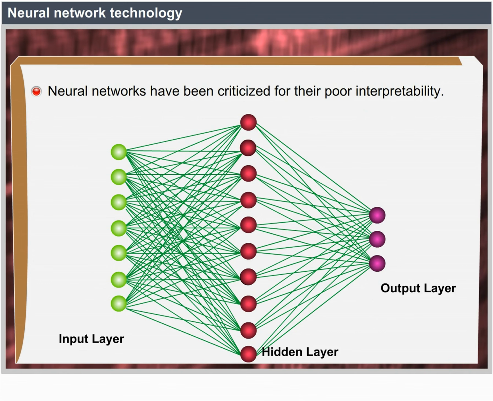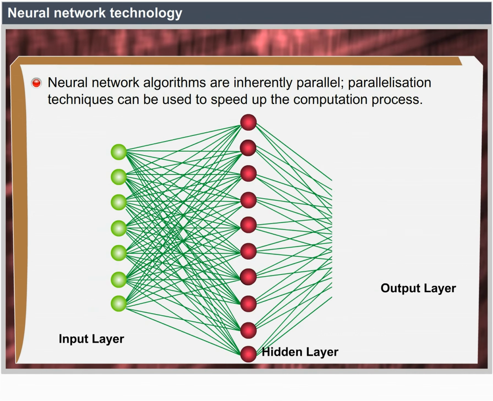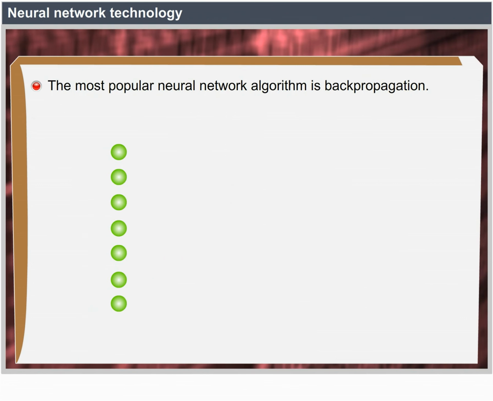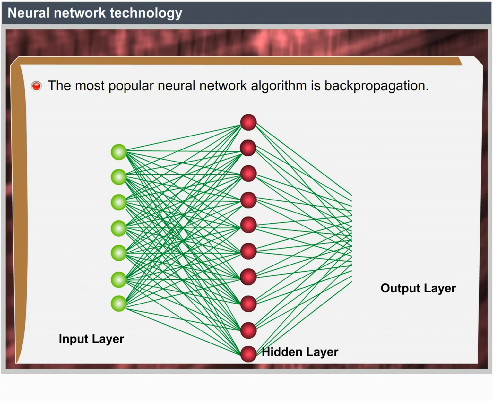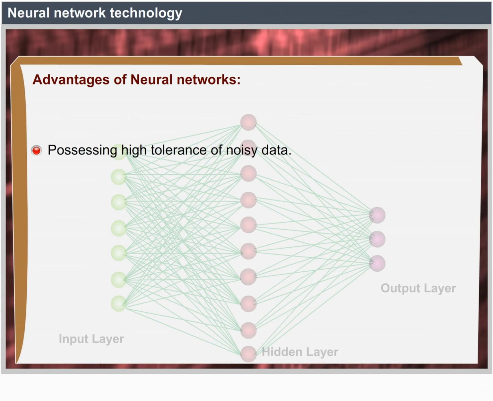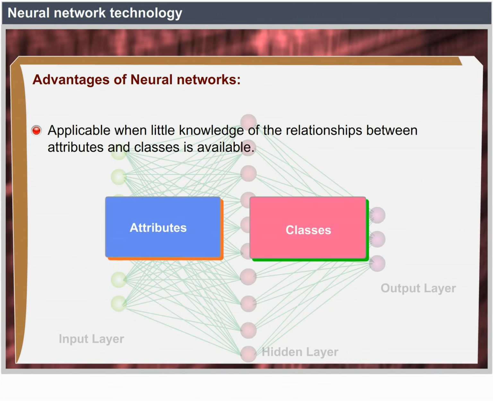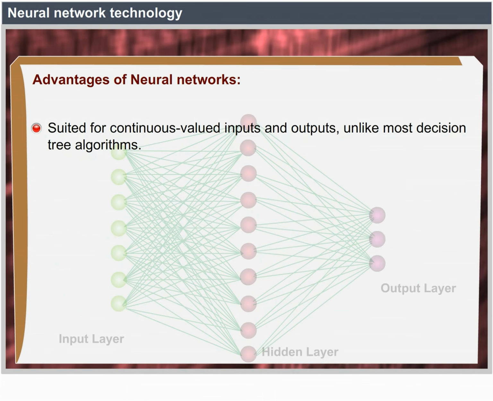Neural network algorithms are inherently parallel. Parallelization techniques can be used to speed up the computation process. The most popular neural network algorithm is backpropagation. Advantages of neural networks: high tolerance of noisy data, ability to classify patterns on which they have not been trained, can be used when little knowledge of the relationships between attributes and classes is available, suited for continuous valued inputs and outputs, unlike most decision tree algorithms.